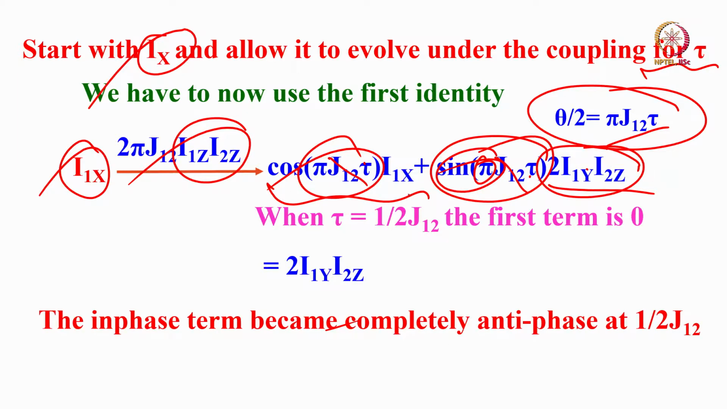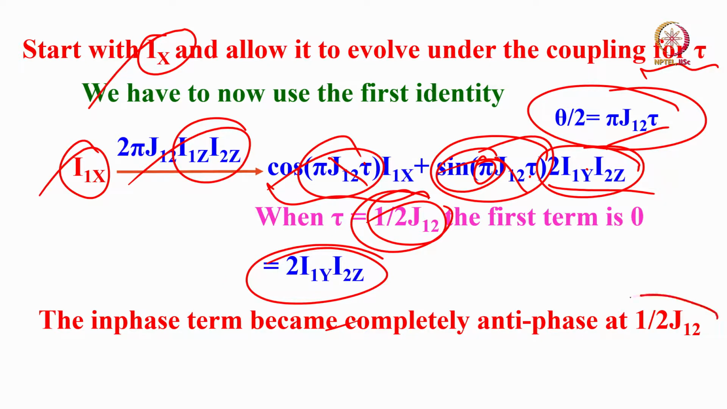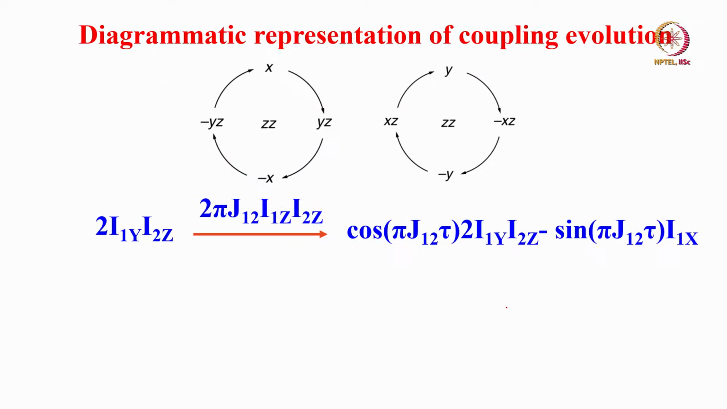Exactly when tau, the delay for which you allow this coupling to evolve, is 1 over 2J, then the in-phase term became an antiphase term. Very important point. The in-phase term became completely antiphase at exactly tau equal to 1 over 2J.